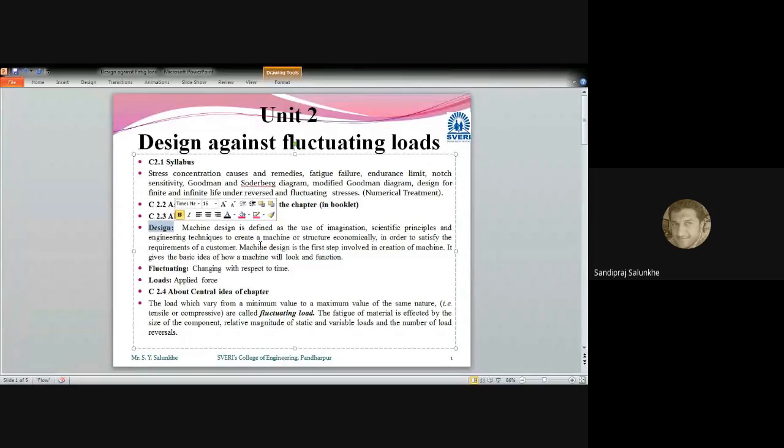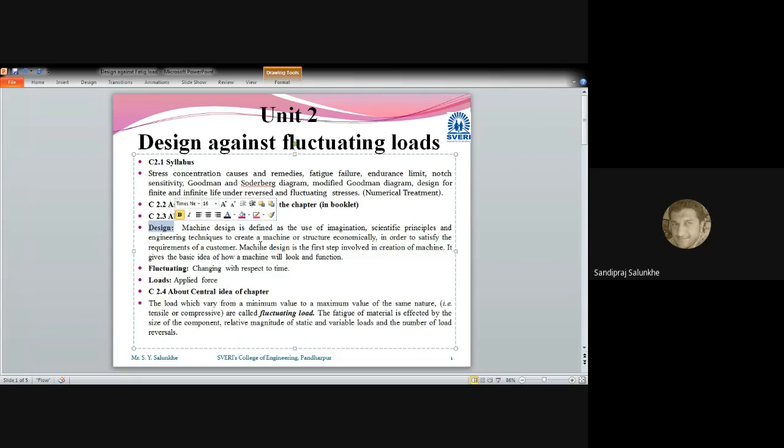From tensile to compressive, it may fluctuate, or it may remain a tensile, but its quantity is going to change. Suppose I apply 10 kilonewton as a tensile load, it may change to 15 kilonewton, again it will go to 10, again it will go to 5 kilonewton, but remains tensile only. It will not go to compressive. We'll see all these things in detail.